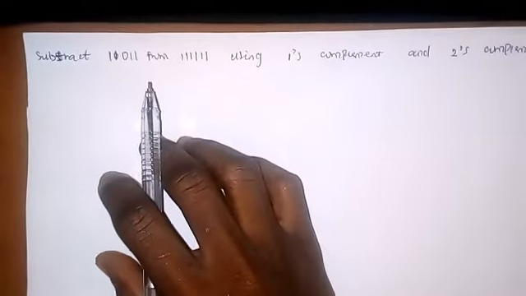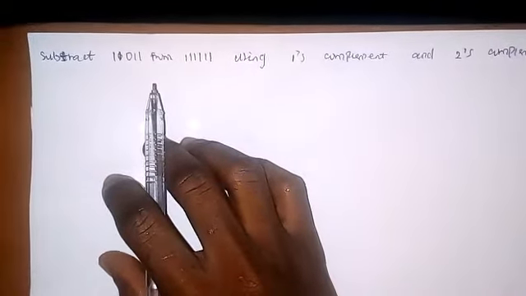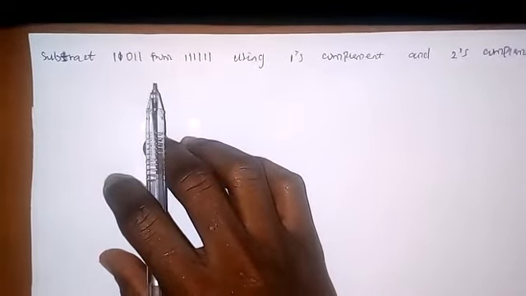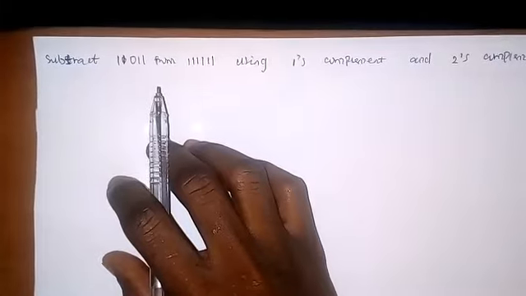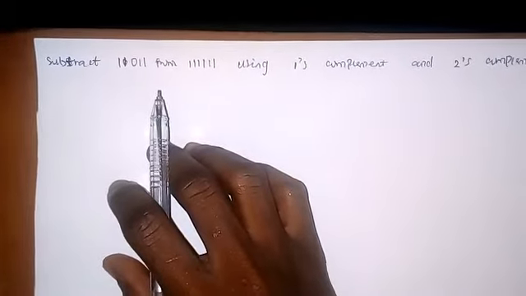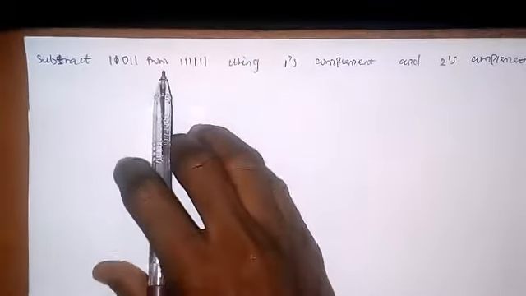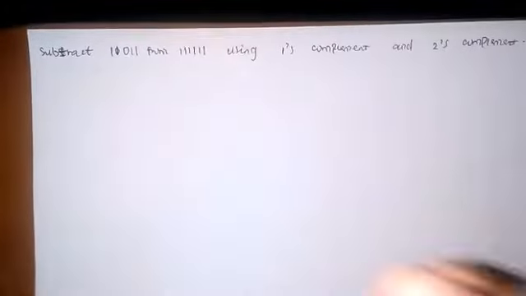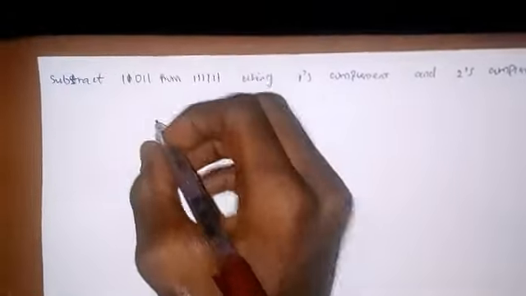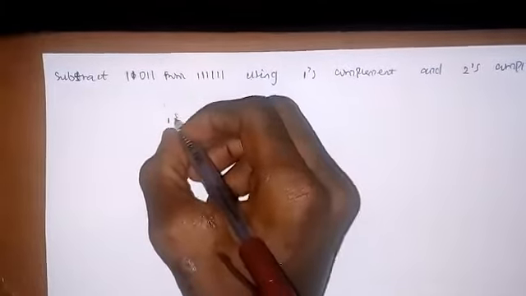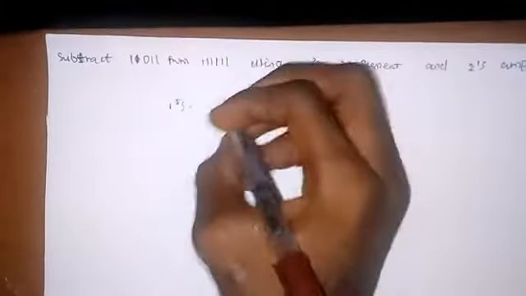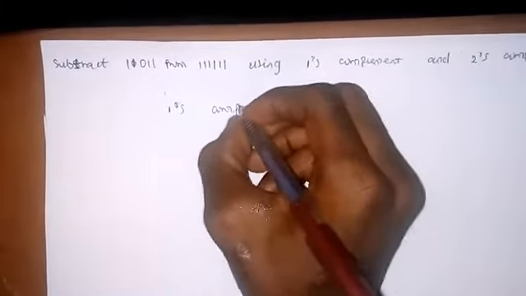Okay, let me start with the first complement of this question. They say subtract 11011 from 111111 into 6 places. Using 1's complement and 2's complement, I'm going to start with the 1's complement, which I told you about.